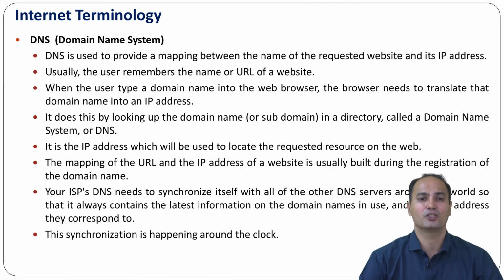DNS stands for Domain Name System. DNS is used to provide a mapping between the name of the requested website and its IP address. Generally, we know that the user is habituated to remember names, but whenever we request a person to remember numbers, more than 5 numbers, then it becomes very difficult to remember. So whenever it comes to the IP address, it is very difficult for human beings to remember the IP address in numbers. So what happens here is that a mechanism is developed through which it becomes very easy for the users to access the website.